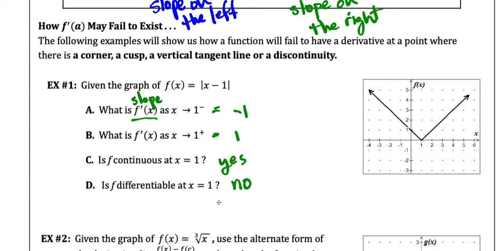Because the slope is different from both sides. Good. The slope on the left and the slope on the right are different. Differentiable means that they would be the same. Now, all this is basically saying, which we have actually answered this before, if I asked you to find the slope at the tip of a V, you can't because it comes to a sharp point. It doesn't make a curve. Okay, fair enough.